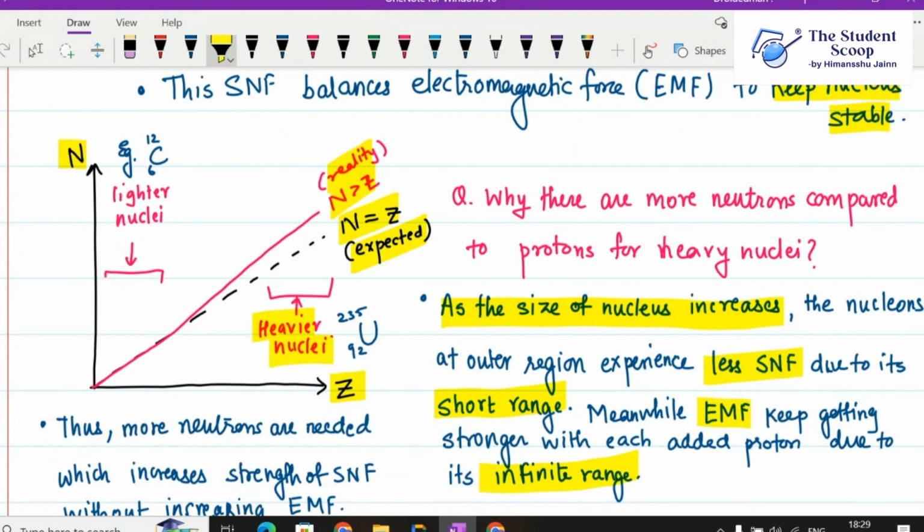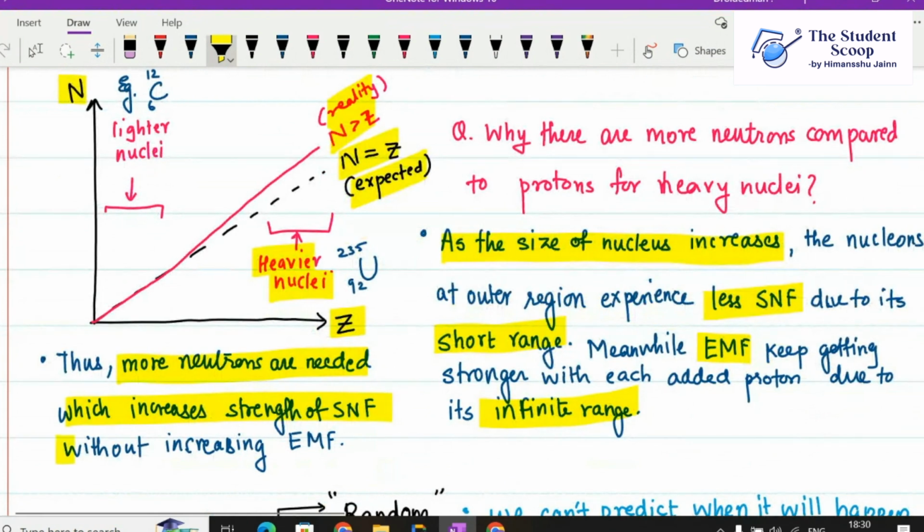Because of this, the repulsive force increases and the attractive force is falling short. So what happens? This is why more neutrons are added. Neutrons increase the strength of the strong nuclear force without increasing the repulsive force, because neutrons are neutral in charge. So we know they won't add any electromagnetic force, but they will definitely add strong nuclear force. That's the reason why there are more neutrons compared to protons inside a nucleus.